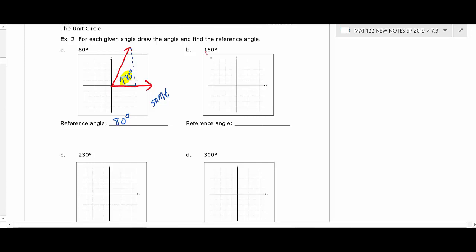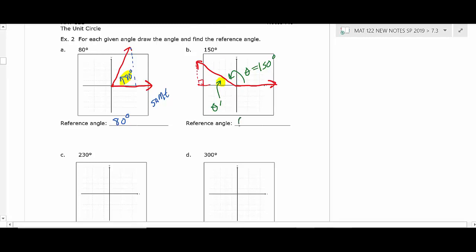Okay, next one. We are going to start here. Count it out, 90, 180, you're somewhere in here. So just kind of sketch it. The angle that we're looking at, that's theta, equals 150 degrees. And again, what you need to make sure that you know is you take the tip and you draw straight down to the x-axis. And this angle right here is your reference angle. We usually call that theta prime.